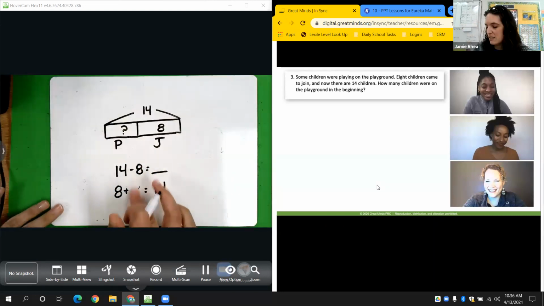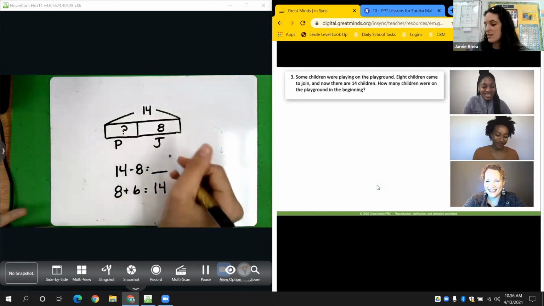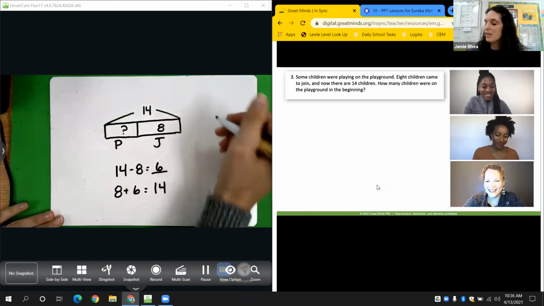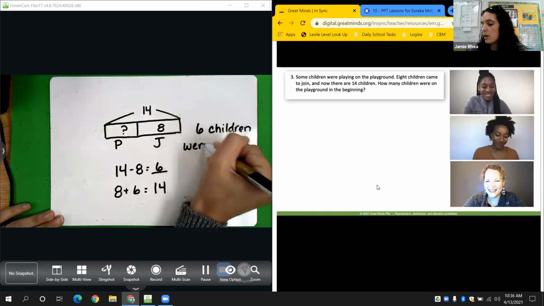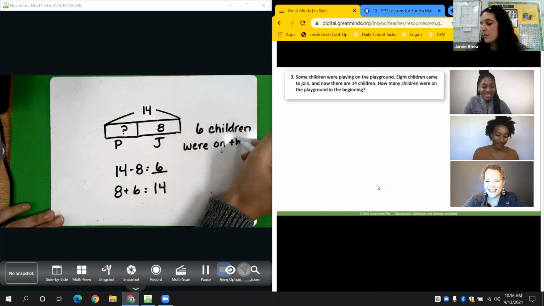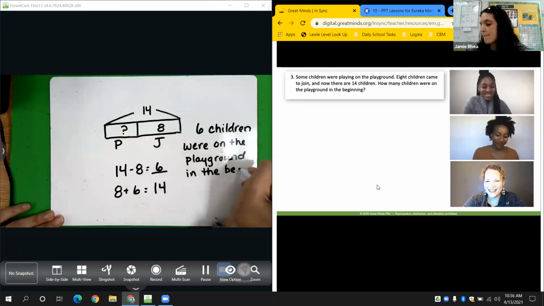I had 6. So let's count backwards and see if we still get 6. So 14, 13, 12, 11, 10, 9, 8. I still got 6. So I know 6 children were on the playground in the beginning. Oops, I ran out of room.